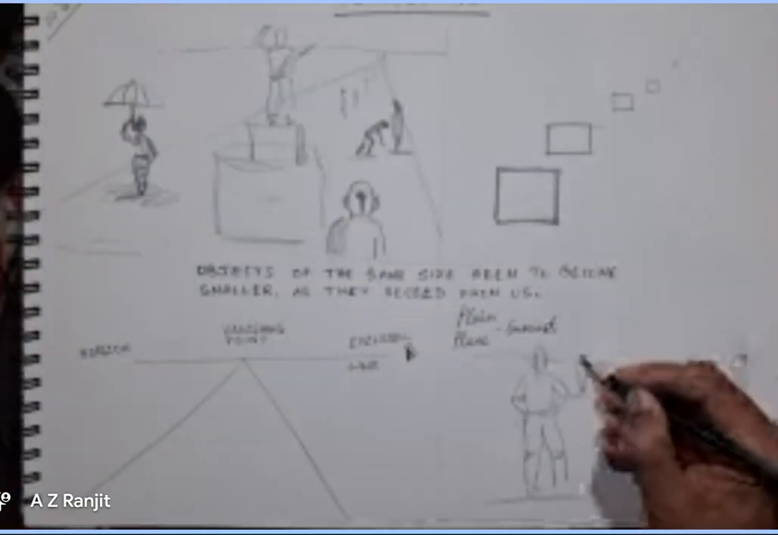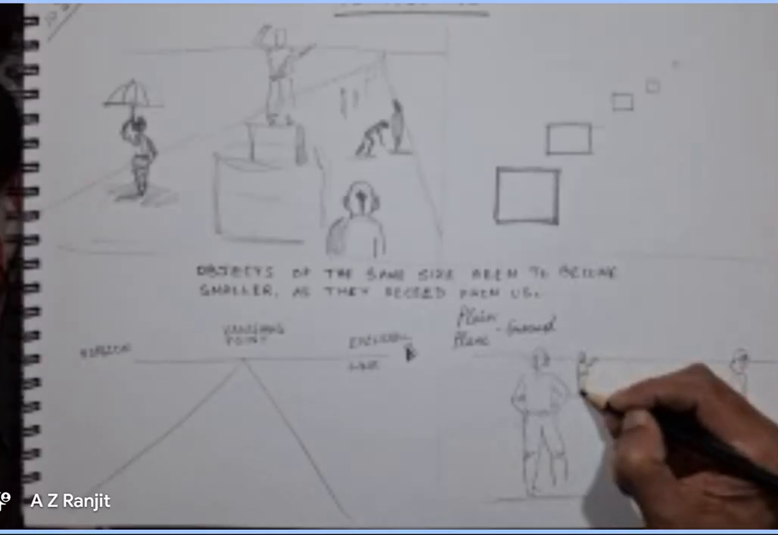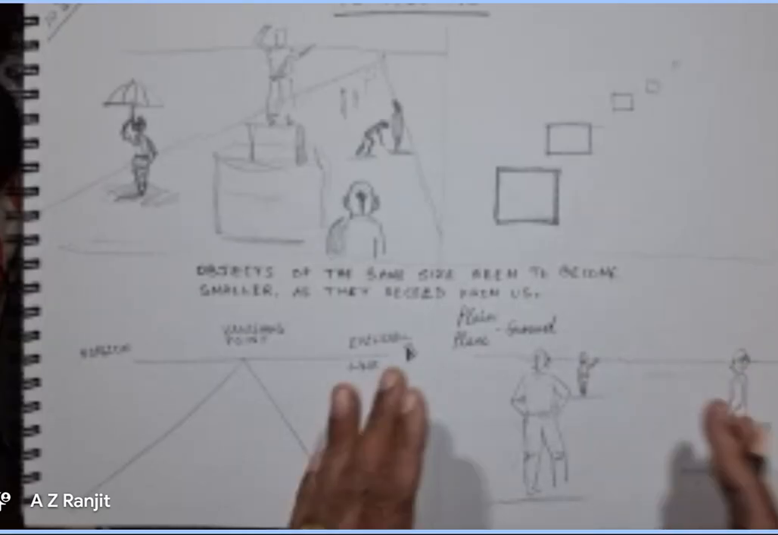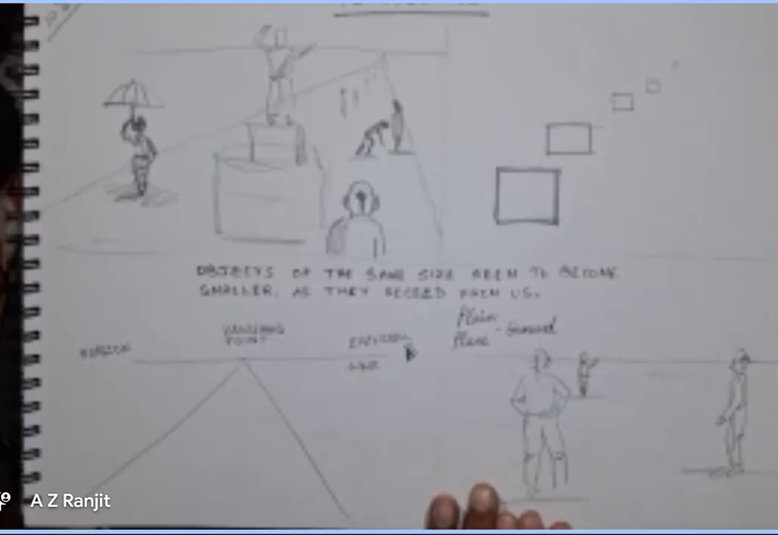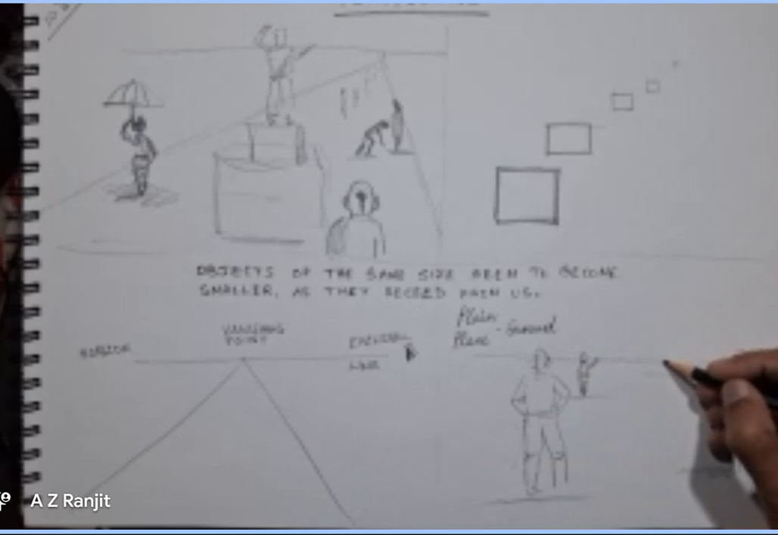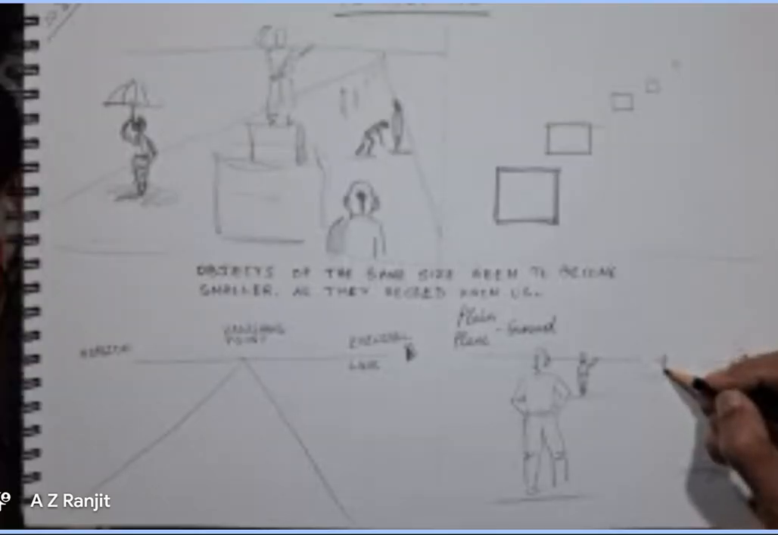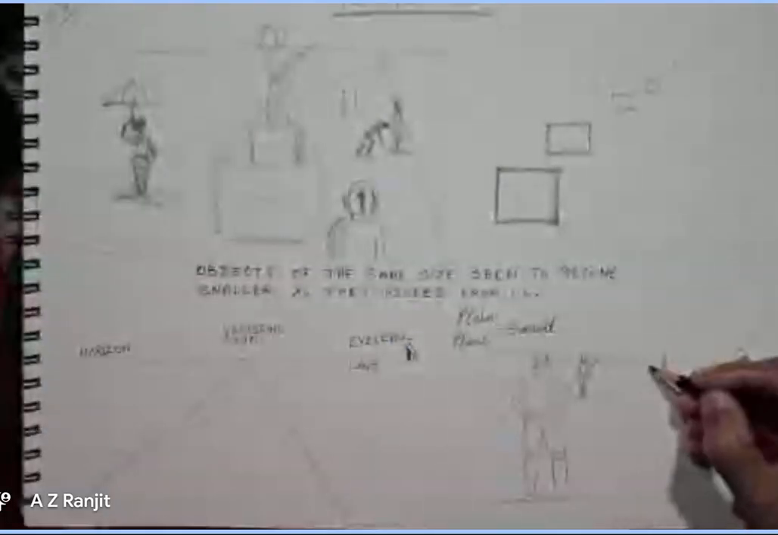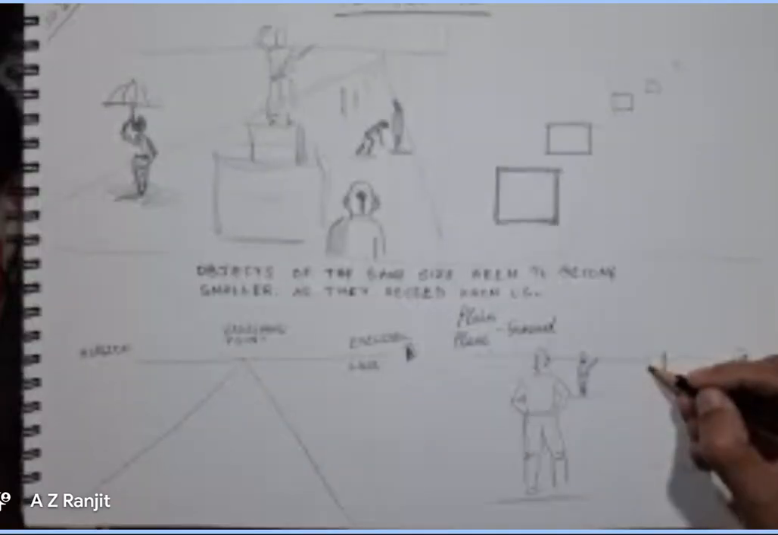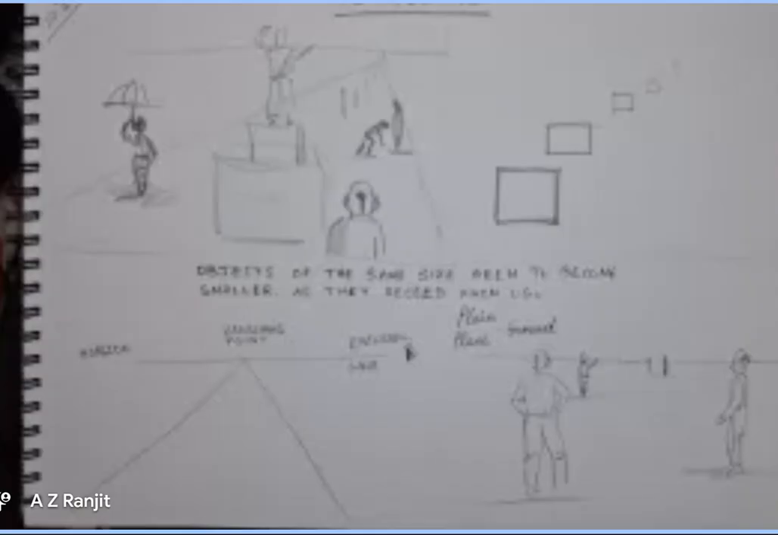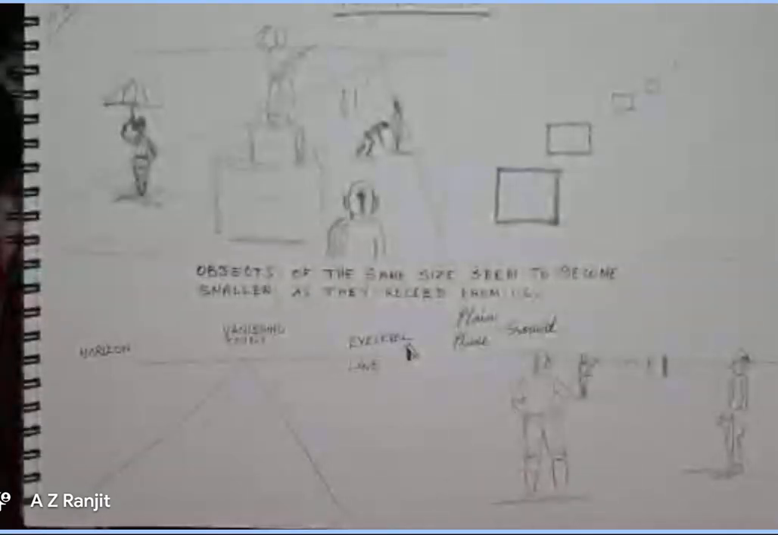Can you see that? And there is one person standing here. This is a plain ground, all these people are of the same height. Hypothetical. That is how it will be.